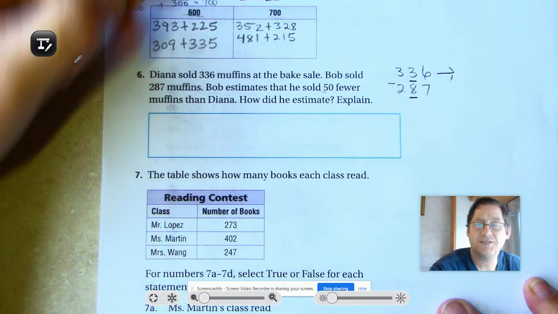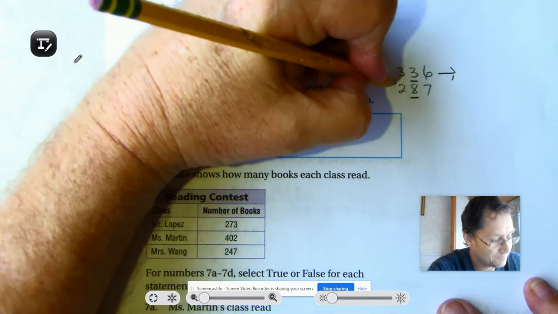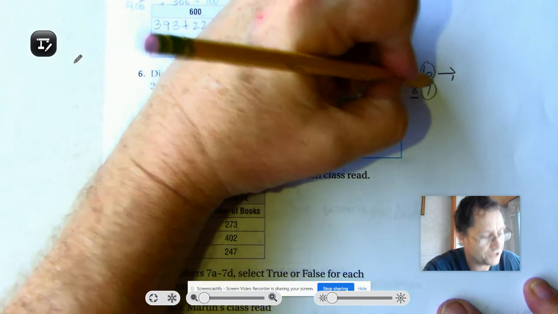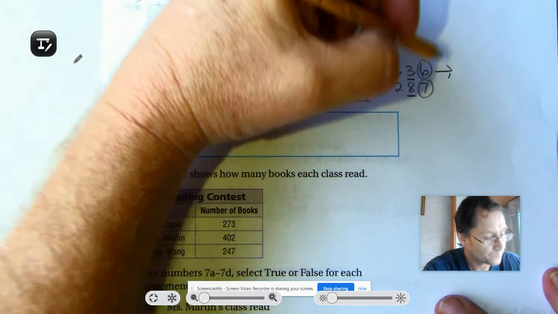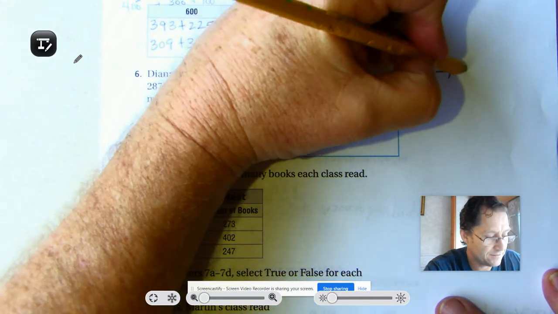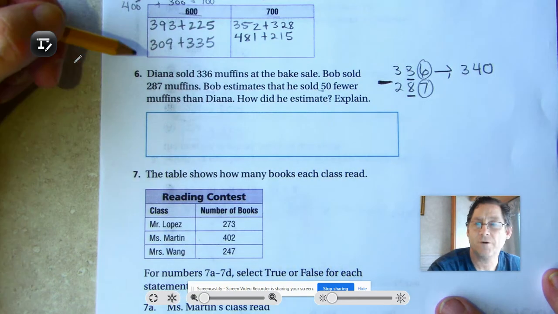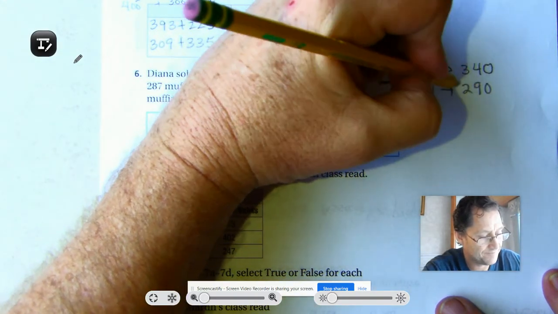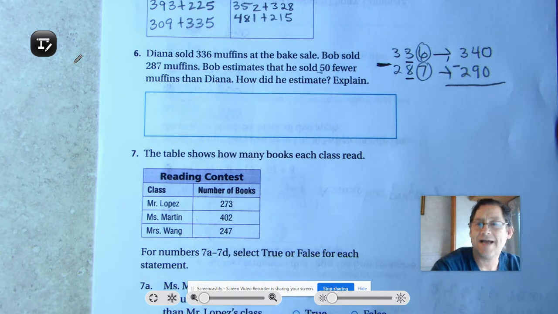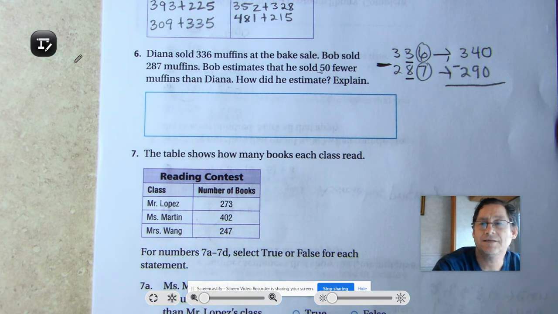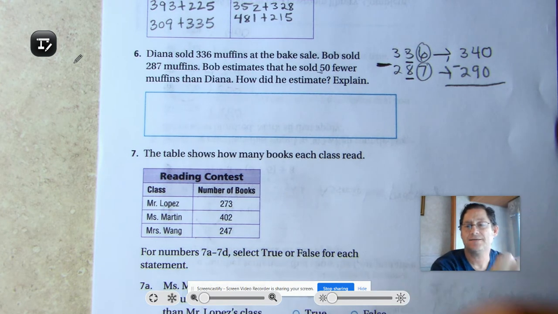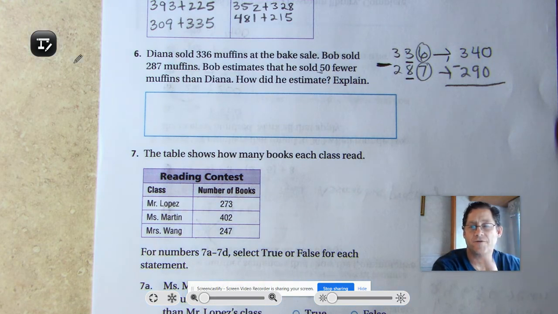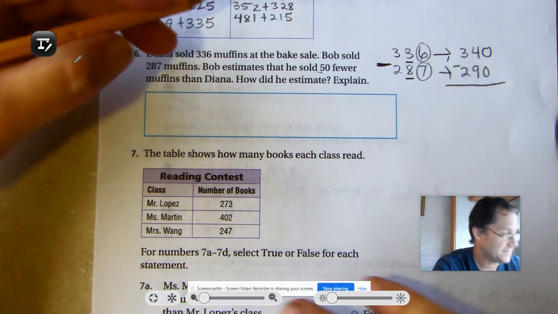So I'm going to underline both digits that are in the tens place. I'm going to circle the digit to the right, which is in the ones place. 336 would get rounded to 340, and 287 would get rounded to 290. Now, is 290 taken from 340 50? Let's see, we can count by tens, right? 290, 300, 310, 320, 330, 340. Yes, 5 tens, that's 50.